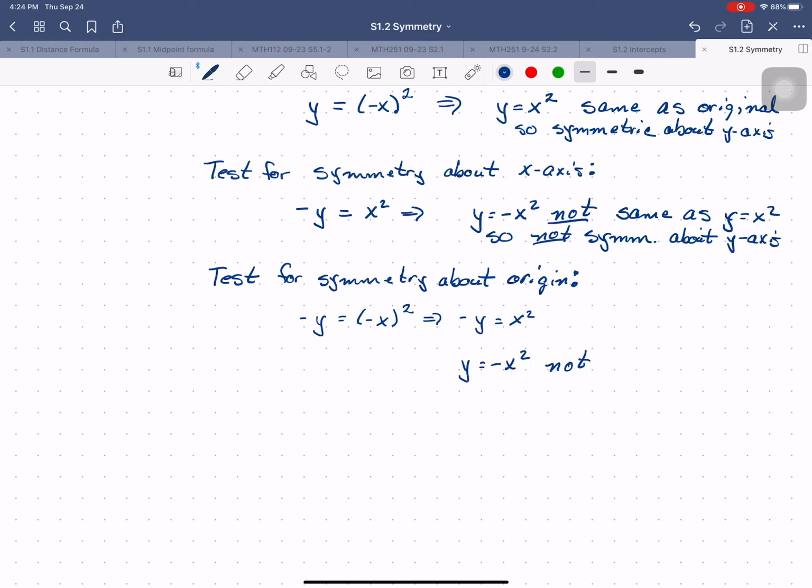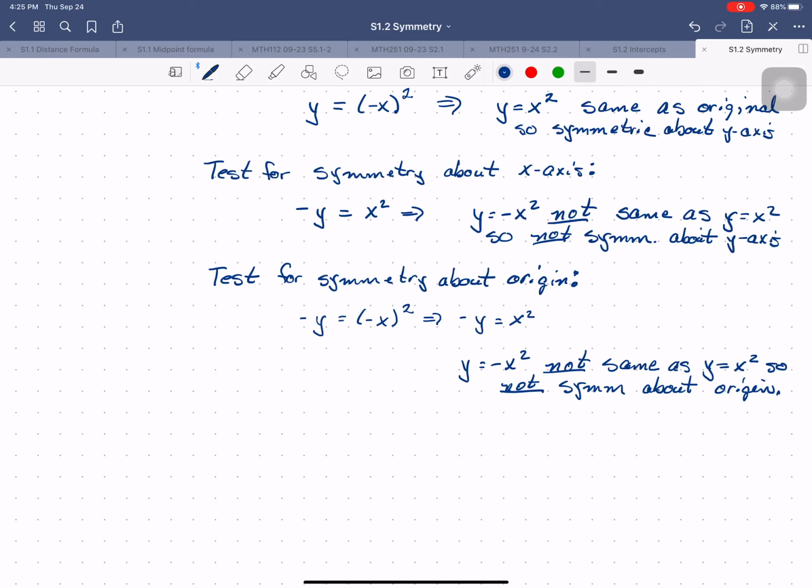Again, this is not the same as y equals x squared. So my relation y equals x squared is not symmetrical about the origin.